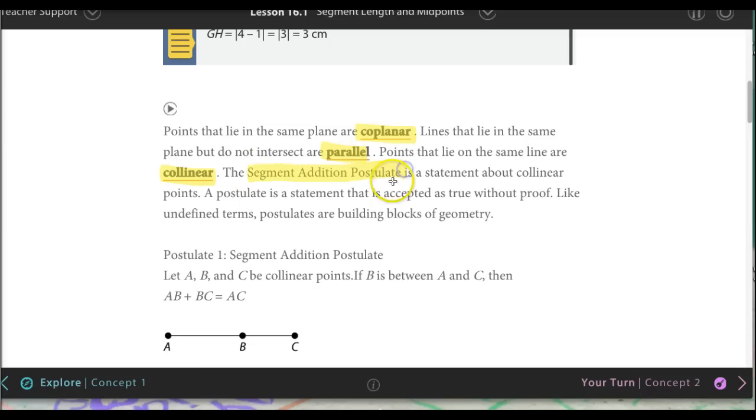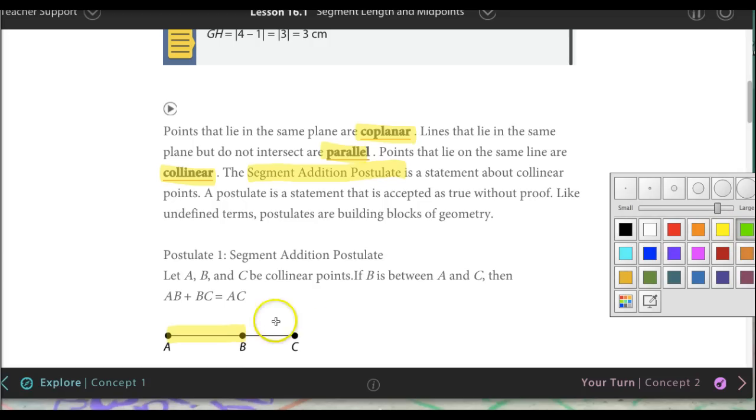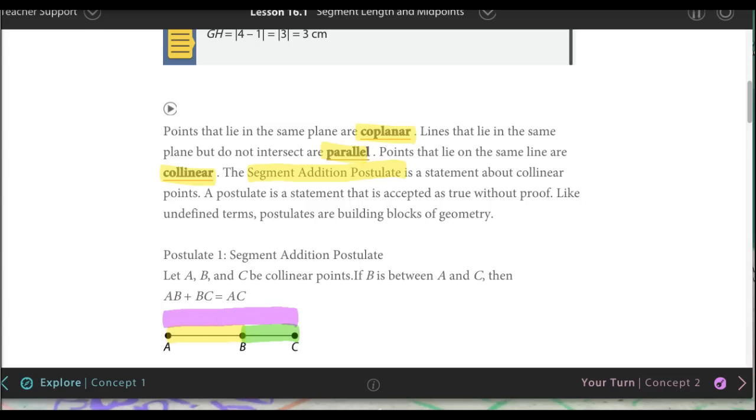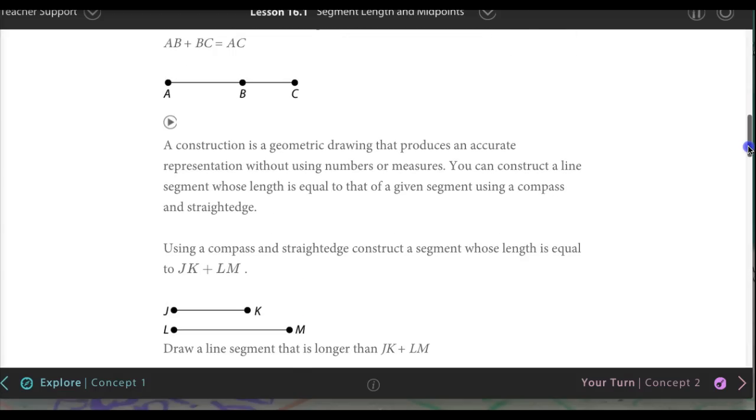And then here's something really important. The segment addition postulate. What does that mean? You don't even need proof to say that this is correct, okay? These are just things that everybody just knows. So what is it? What that means is if you add AB, that's one segment, and then if you add another segment together, which is BC, guess what you're going to get? You're going to get the whole thing, which is AC. You add the 2 segments together and you're going to get the whole thing. That's the segment addition postulate, okay?